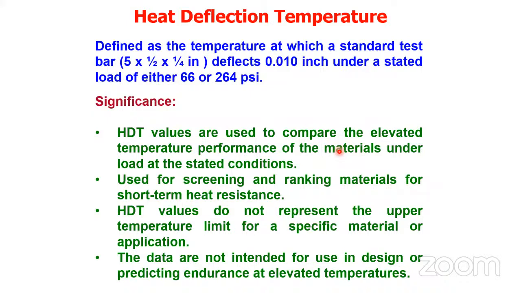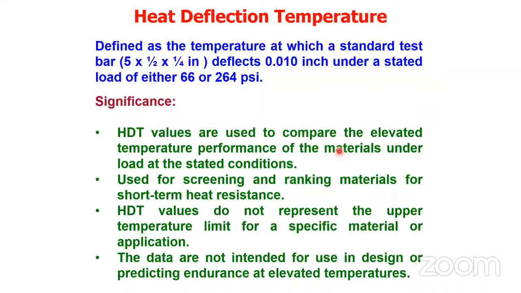Okay. So heat deflection temperature is defined as the temperature at which a standard sample bar of your polymeric material deflects 0.1 inch under a stated load of either 66 or 264 psi. Okay, so this test is used with some specific load, and you can see the dimensions of your polymeric bar presented in that bracket. So what is the significance of this test, or what all things can we understand using this kind of test?